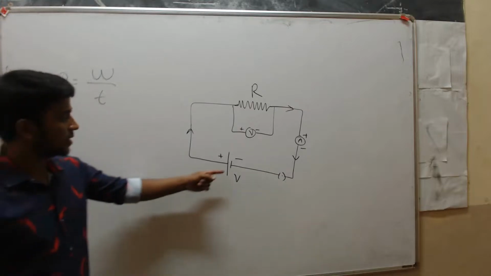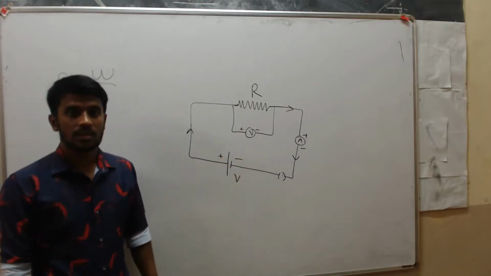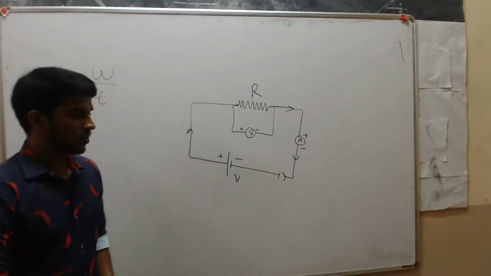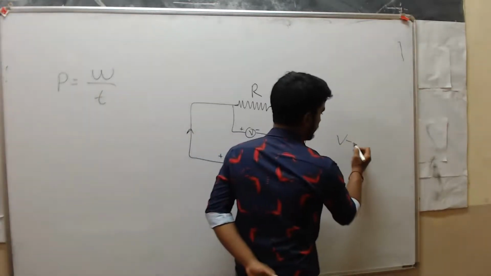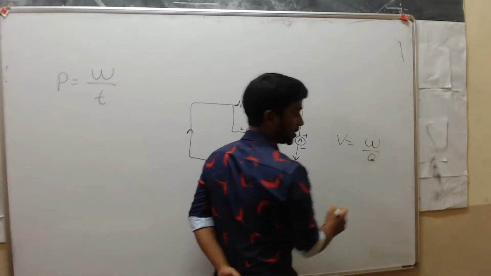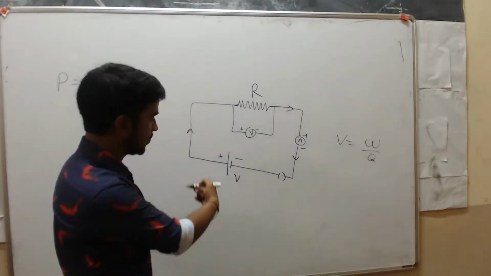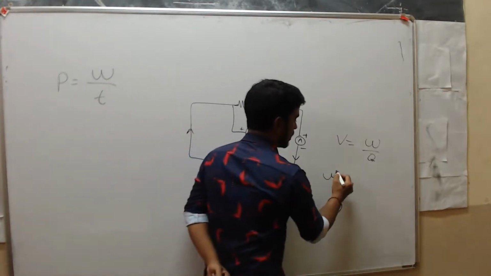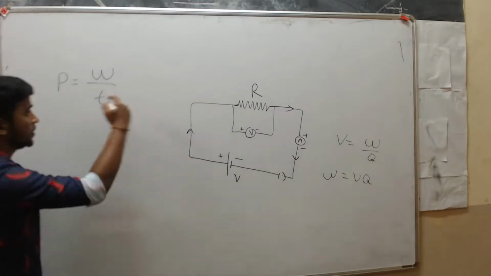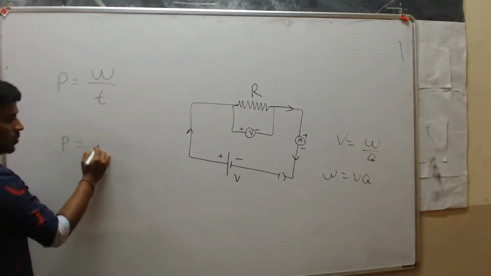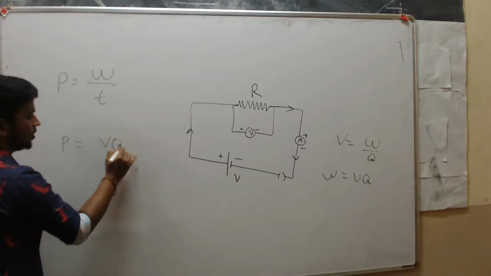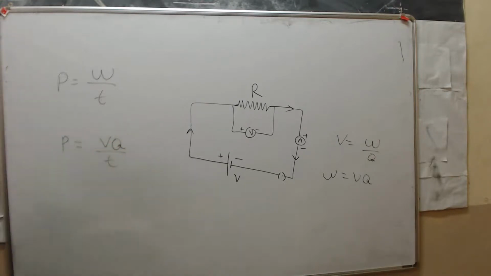Now what is the work done here? Use this formula, V equals W by Q, correct? So the work done from this battery is equal to V into Q, correct? Now substitute here. So power P is equal to work done, that is V into Q, divided by T, correct?